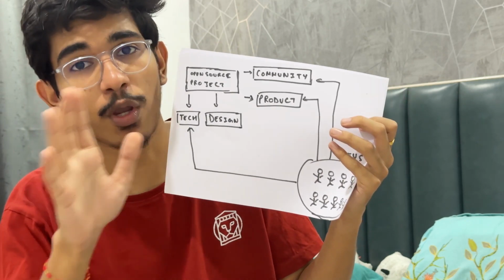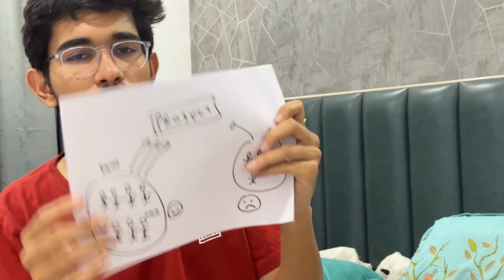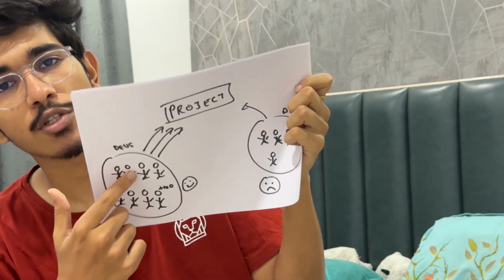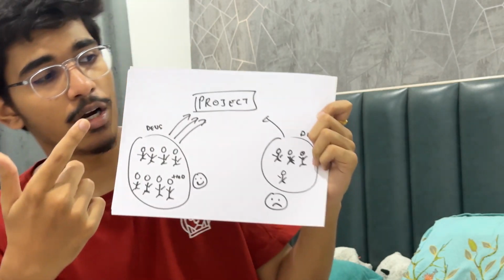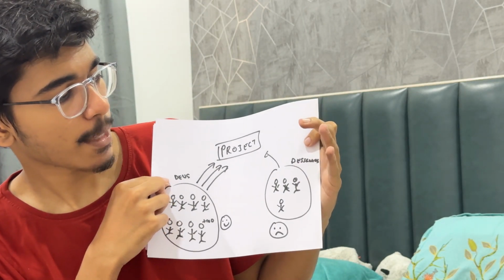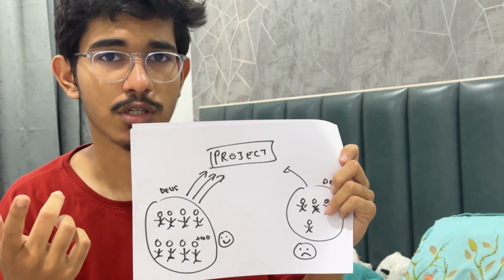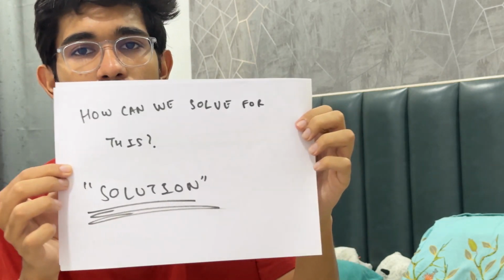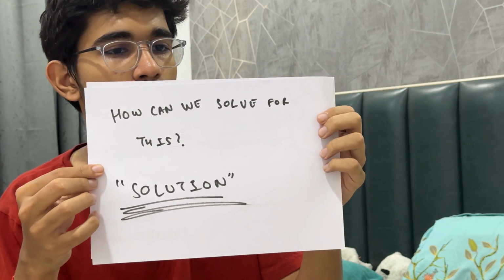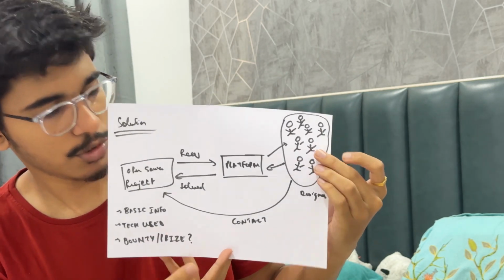But what if we could make this whole process very efficient? This is what technically happens, right? For an open source project, you will always find thousands and thousands of devs ready to contribute, but you'll only find a handful of designers who are always ready to contribute to open source projects. So how can we solve for this? What's the solution? And the solution that I have is pretty simple, pretty chill.